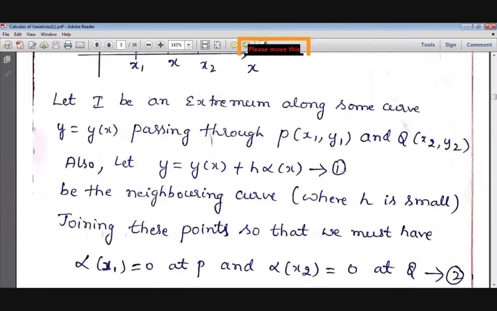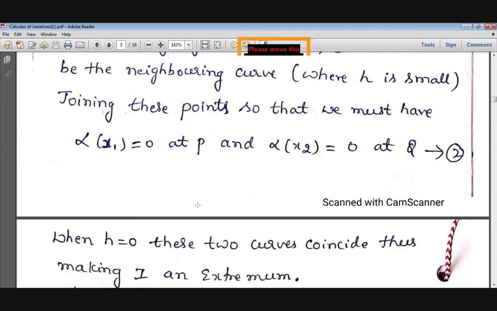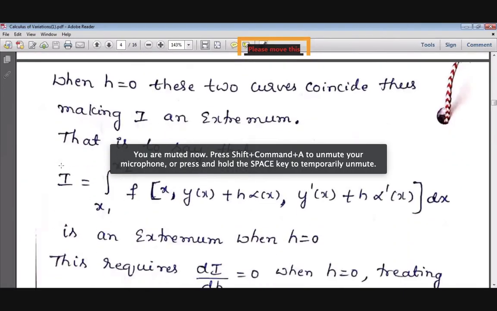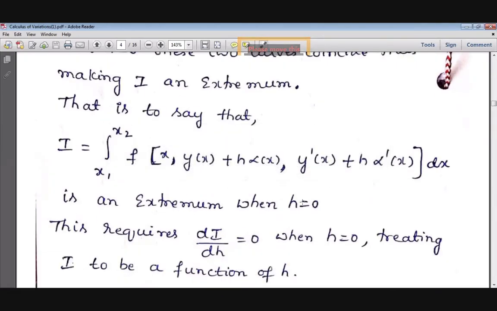So first one I did, second one also in between I told. Then this I should be an extremum when h is 0. When this will happen, dI by dh is equal to 0. dI by dh is equal to 0 means slope should be 0, which means if it is increasing, then it should take a U-turn. Then only I will get a maximum.